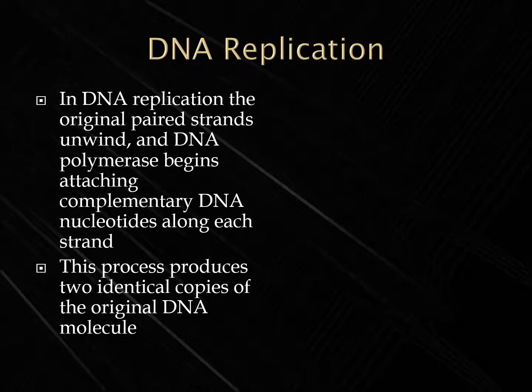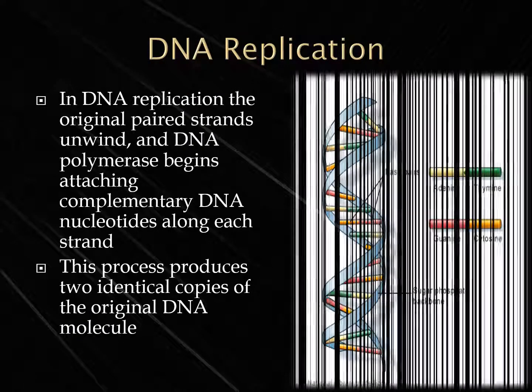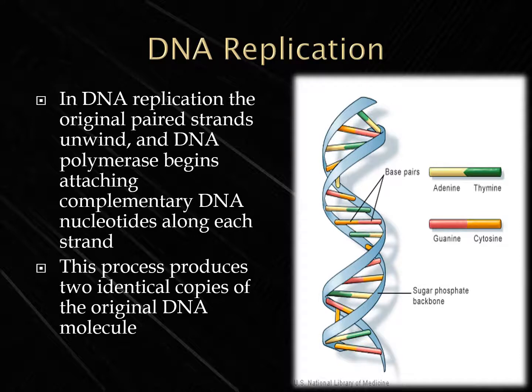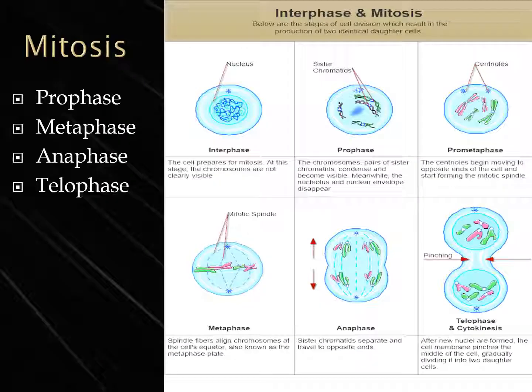In DNA replication, the original paired strands unwind, and DNA polymerase begins attaching complementary DNA nucleotides along each strand. This process produces two identical copies of the original DNA molecule. Adenine, as a nucleotide base, is always paired with thymine, just as guanine is always paired with cytosine in DNA. These are the 4 stages of mitosis: prophase, metaphase, anaphase, and telophase.